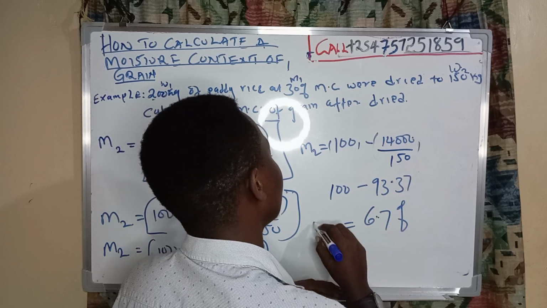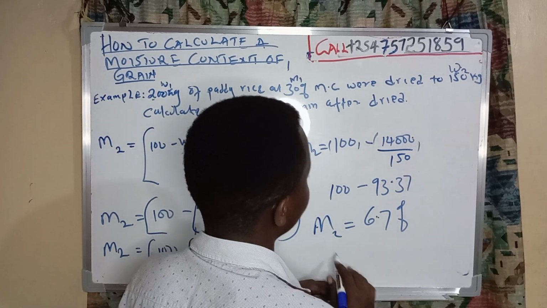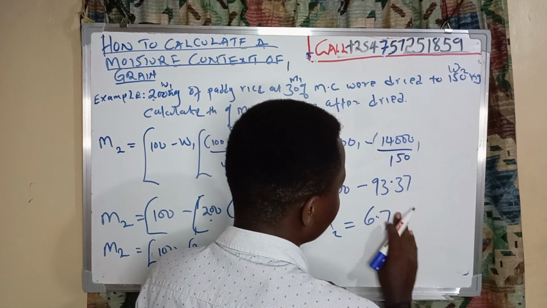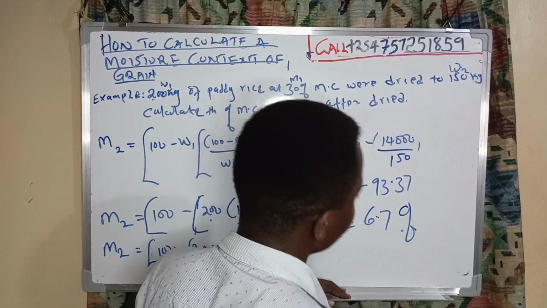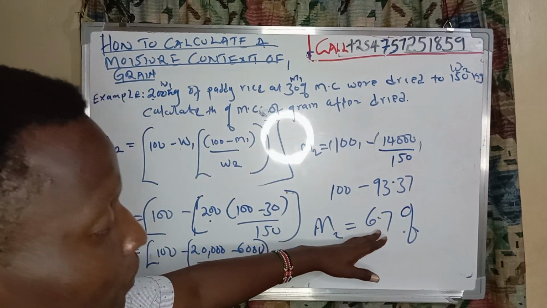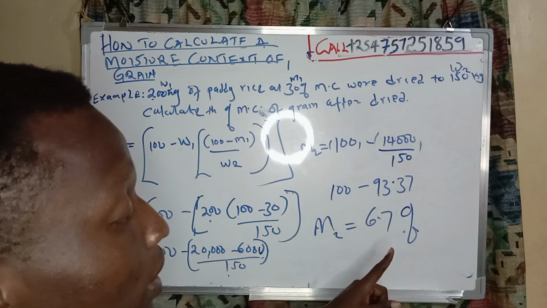Now, 100 minus 93.37, you will get 6.7, and it is moisture content, and it is measured in percent. So it means the moisture content after you have dried is 6.7.